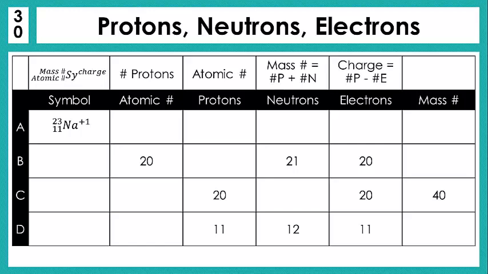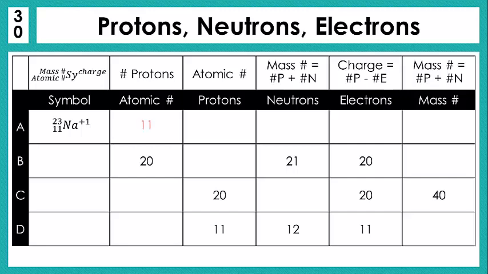For electrons, I need to look at the charge. So if I have a positive charge, it means I have more protons than electrons. If my charge is negative, I have more electrons than protons. And of course, mass number is just the sum of protons and neutrons, the massive parts of the atom.